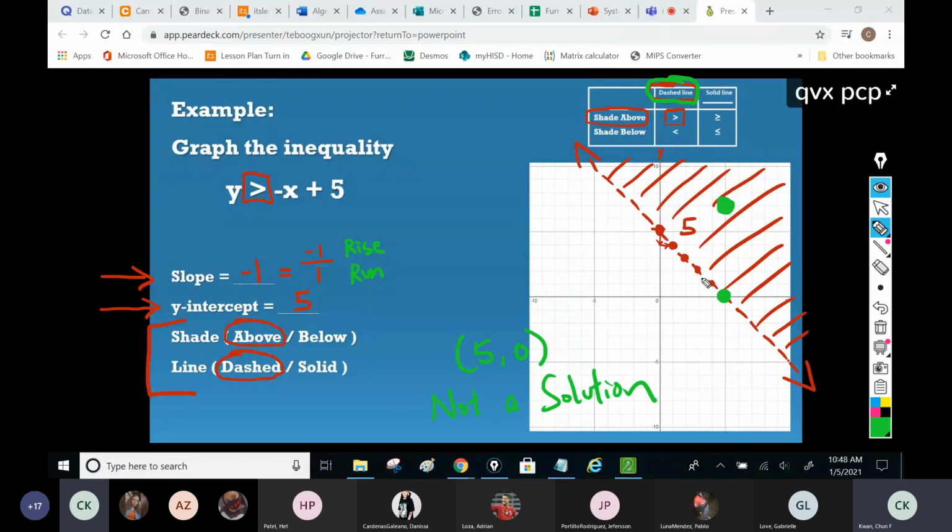So once again, if I'm giving you a value on the line, you have to check which one it is. Is it a dash line or is it a solid line? For a dash line, not a solution. For a solid line, it will be a solution.